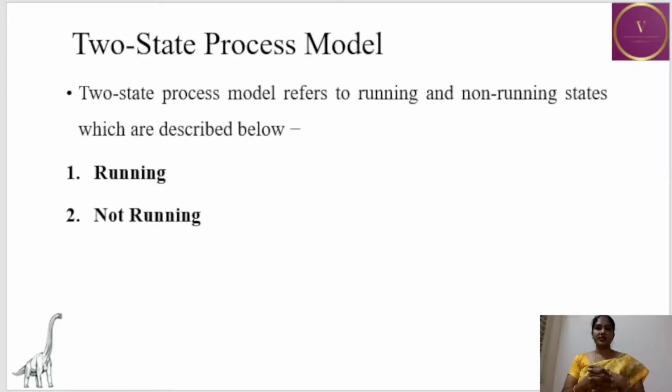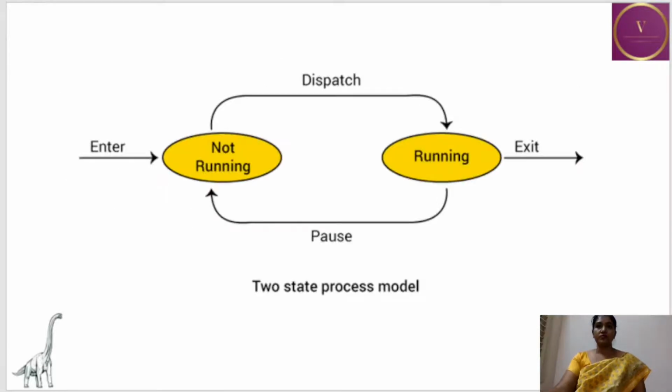Okay, the next topic is the two-state process model. In this two-state process model, there are only two states, either running or not running. A two-state process model refers to running and non-running states which are described below. Okay, this is the diagrammatic representation of a two-state process model. Here there are only two states, either not running or running.